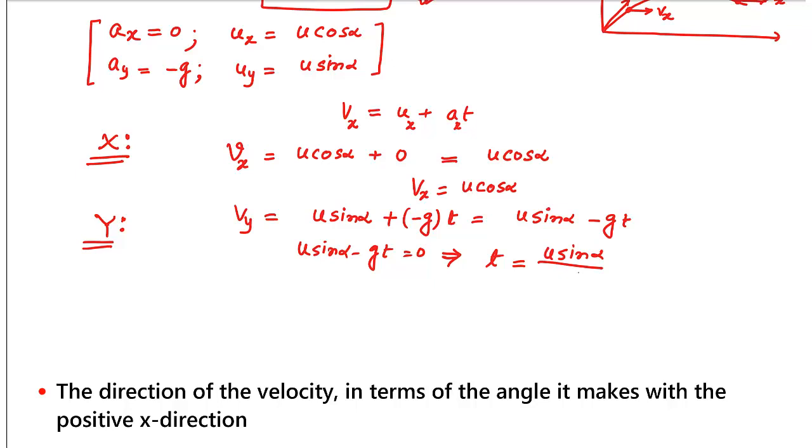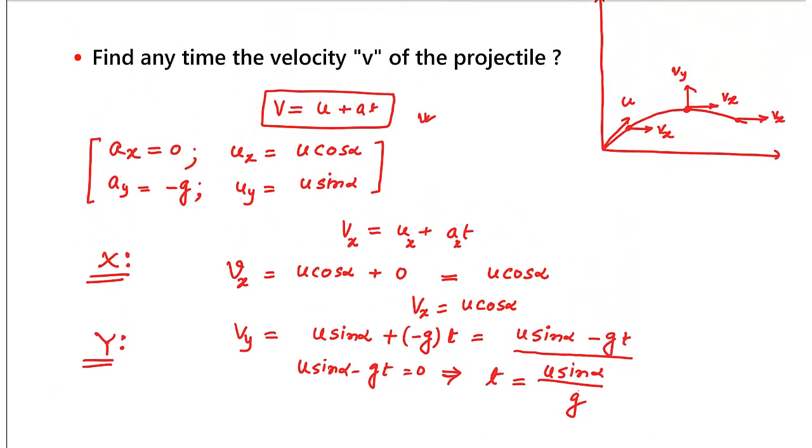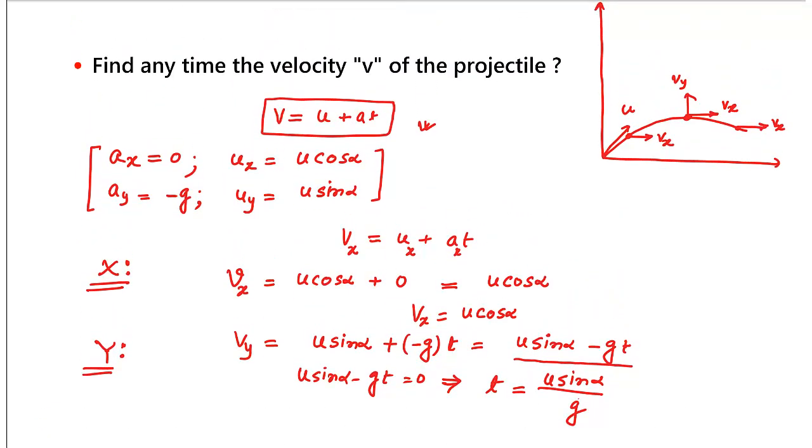So velocity in the y direction is not constant. The first observation is that velocity in the y direction decreases because of u sin alpha minus g t, so something has been subtracted. The velocity in the y direction is maximum here at t equal to 0, and then it decreases. At some point of time this velocity will be less, and at the top point this velocity will be 0.